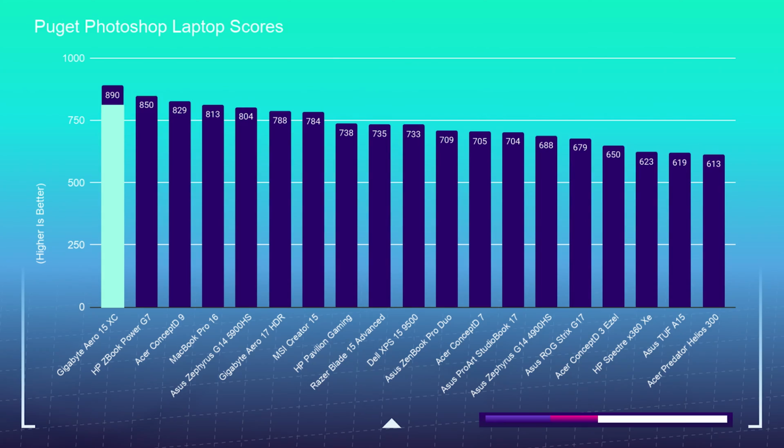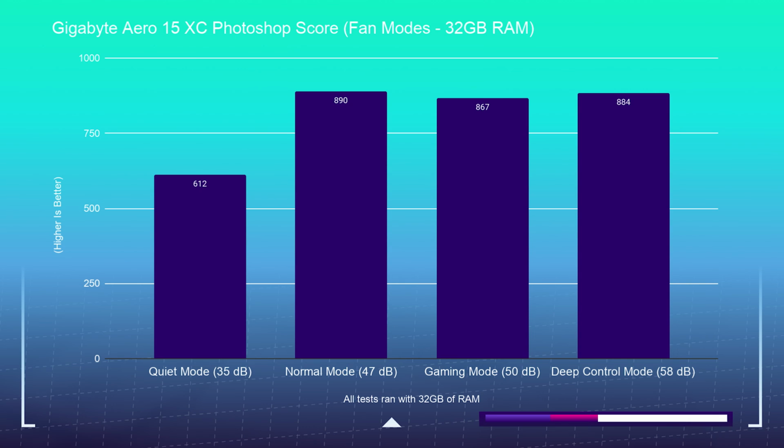Now, looking at the Puget Systems Photoshop benchmark, you can see that with 32 gigs of RAM, this laptop absolutely tops the charts of anything I reviewed on my channel, scoring an 890. So this is a beast Photoshop laptop. Now, as you can see, if you set up different fan modes, these are the tests with Photoshop at quiet mode, normal mode, gaming mode, and deep control mode. But if you put it on normal mode, you won't see over 47 decibels and you'll actually get the best Photoshop performance out of this laptop.